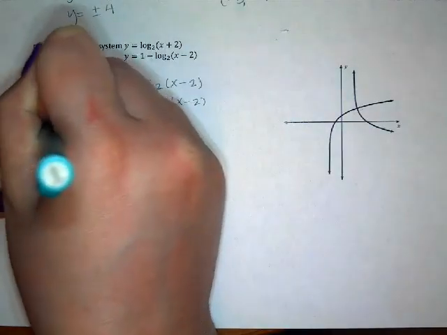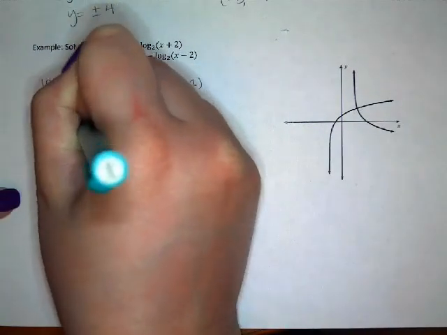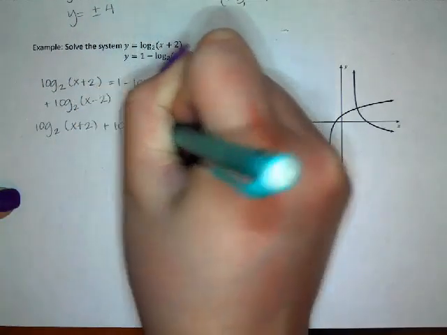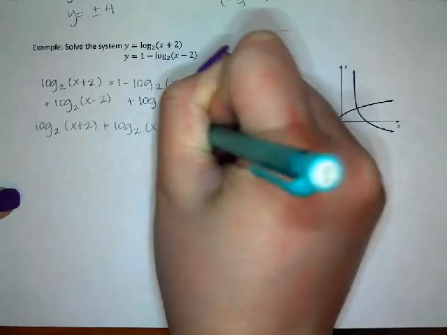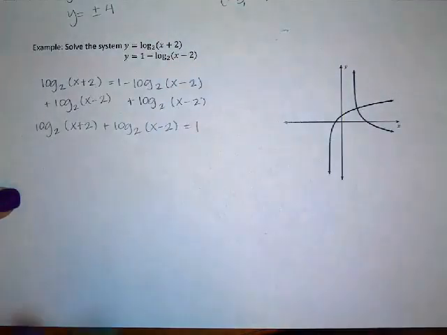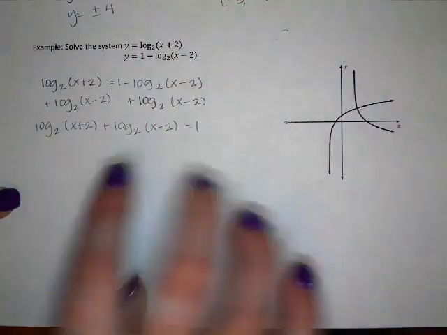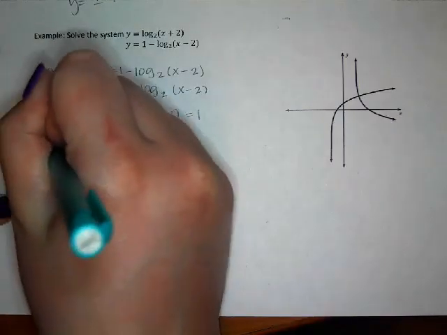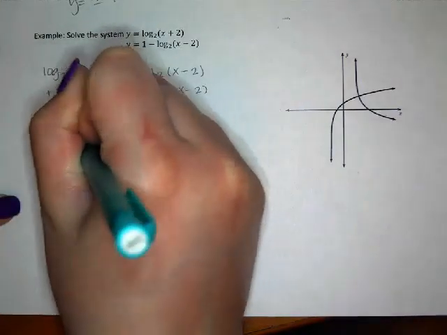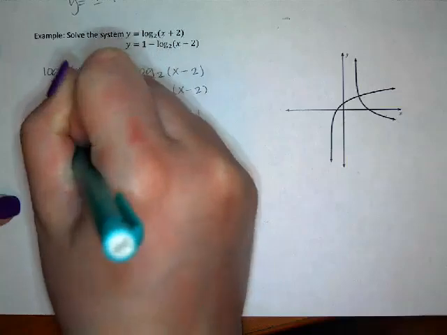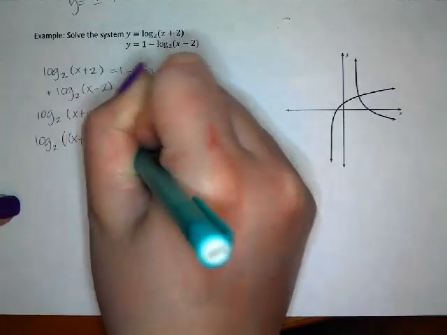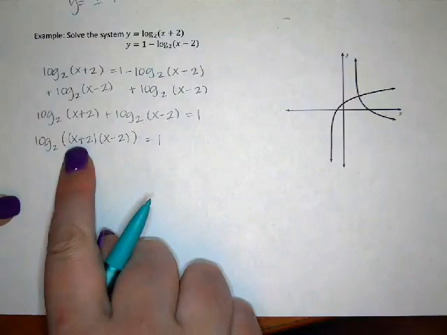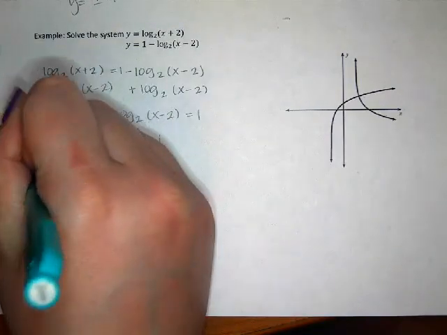So I have log base 2 of x plus 2, and I'm adding log base 2 of x minus 2. And whenever you add logs together, it really means you're multiplying whatever's inside of the logarithm. So I have log base 2 of x plus 2 multiplied by x minus 2. And so I can FOIL those out.